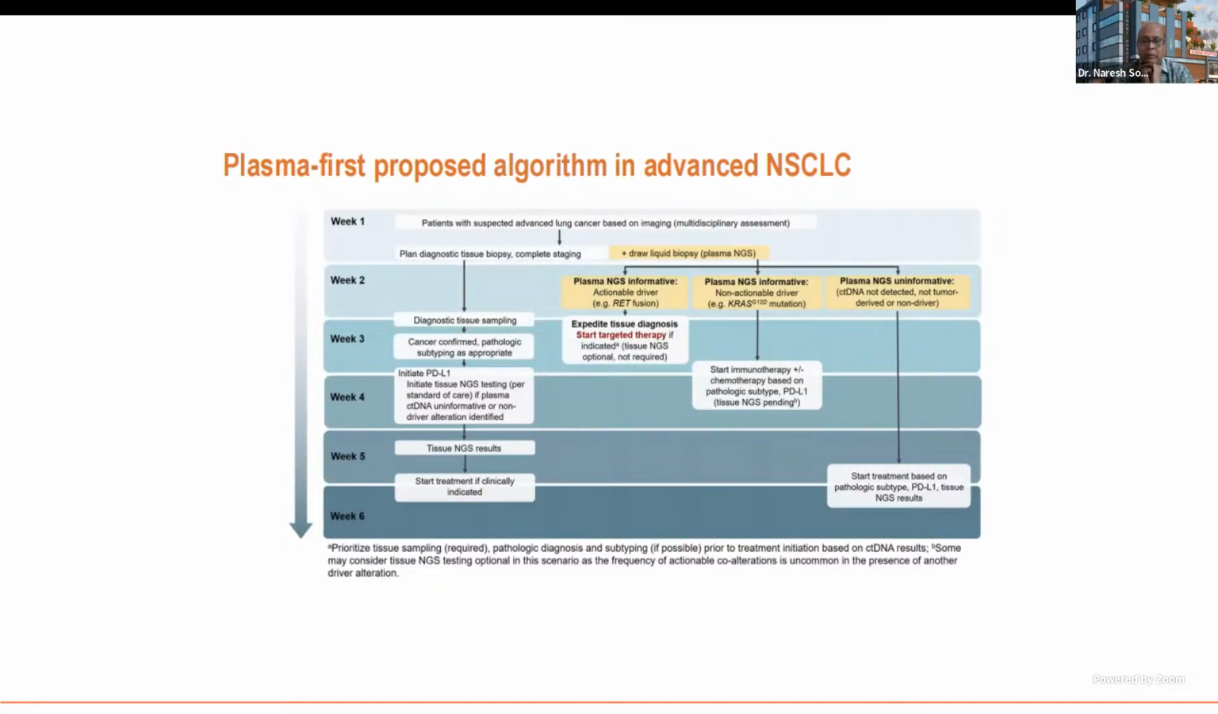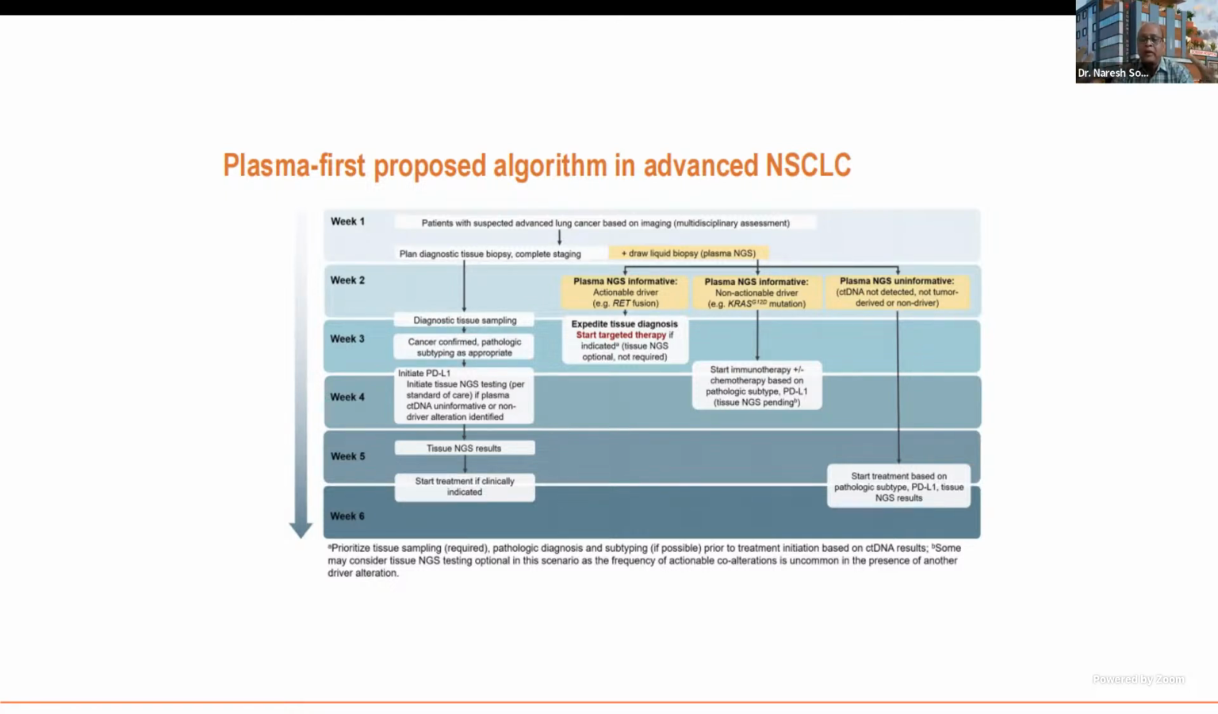So what people have proposed, and I will say it's a proposal only, is that in the very beginning, when the patient comes to you with a suspected clinical radiological picture of NSCLC, you try to do the biopsy, but alongside that, don't wait for the reports. Start with the liquid biopsy, and simultaneously do the further assessment of the patient by the biopsy, by the tissue NGS. And if your tissue diagnosis is there and your liquid biopsy is there, you probably need not wait. You can start the treatment.